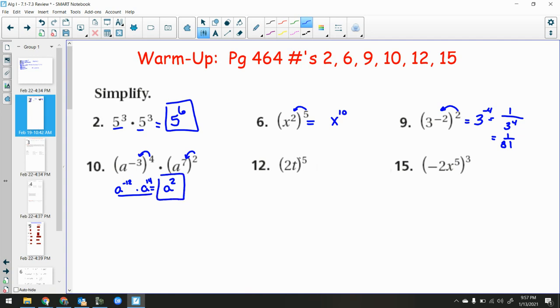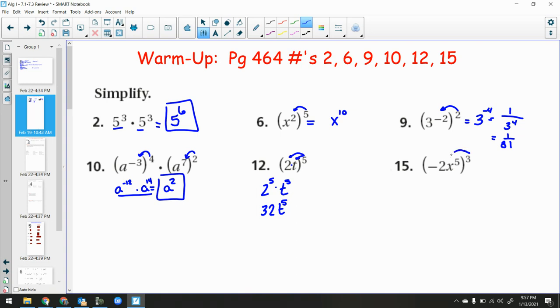Number 12, because this is a product inside there, I've got to distribute that power to both pieces. Very common mistake is to not take the 2 to the 5th power. You got to take the 2 to the 5th, and then also the t to the 5th. So 2 to the 5th, that would be, I believe, 32 t to the 5th.